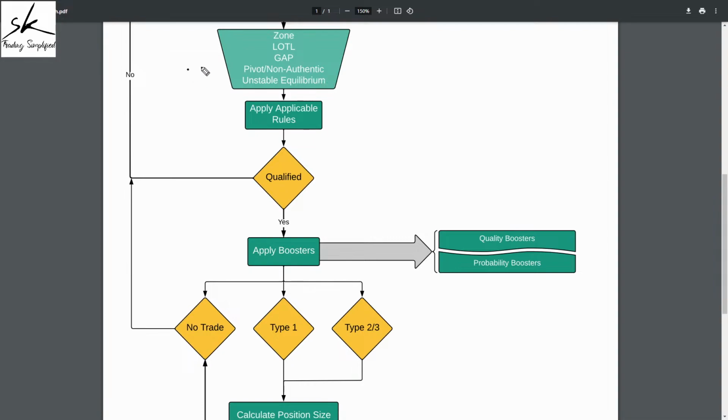And for qualification, we have a 2-step process. In step 1, we'll qualify it based on certain conditions. And in step 2, we'll qualify it based on the booster scoring. Only if it qualifies on both these conditions, then we might use it as our trading opportunity. If they don't qualify, then anyhow, we're not using it.